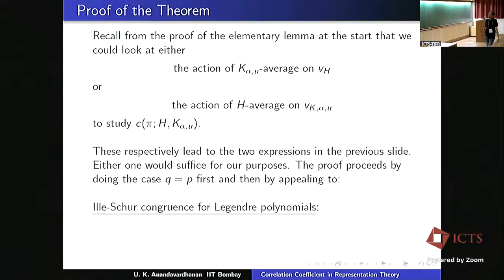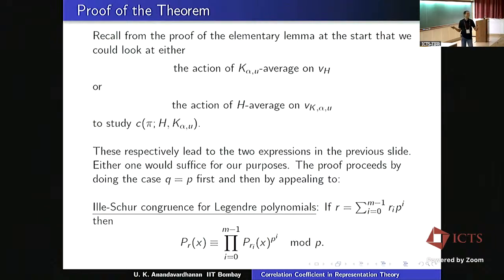So this is what is called the Ilscher conjugants for Legendre polynomials. If R has this periodic expansion, then PR of X is PRI X power PI on this modulo P. So this is like the Steinberg tensor product theorem. And the most basic thing, which I learned from Shalini's thesis actually, is Lucas's theorem. For a binomial coefficient, if you have the periodic expansion, then the binomial coefficient is the product of the corresponding binomial coefficients mod P. So this is a generalization of that.